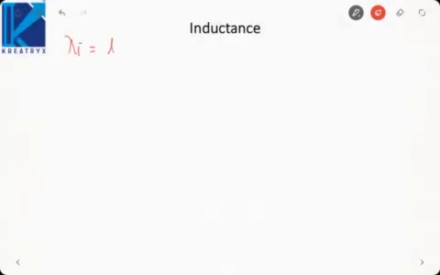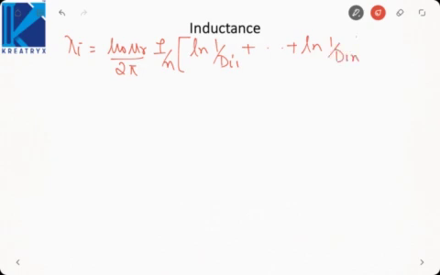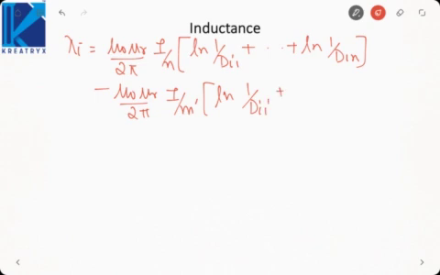So lambda I will be equal to mu naught mu r by 2 pi I by n ln 1 by d I1 ... 1 by d In, minus mu naught mu r by 2 pi I by m dash ln 1 by d I1 dash ... d Im dash. Now these logs can be added.